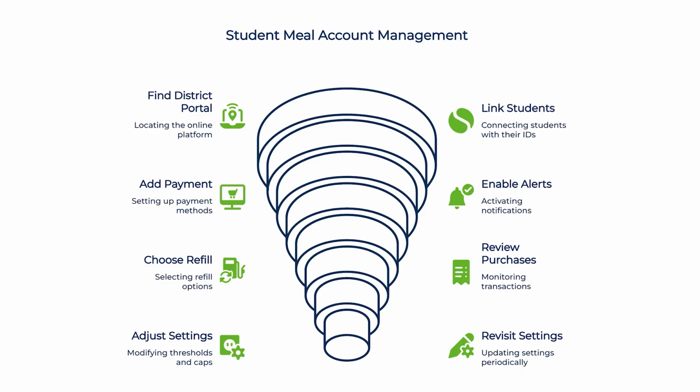6. Review purchases after week 1. 7. Adjust thresholds, refill amounts, and any item caps. 8. Revisit settings at grading periods, sports seasons, or menu changes. That rhythm keeps balance, nutrition, and convenience aligned without adding chores.